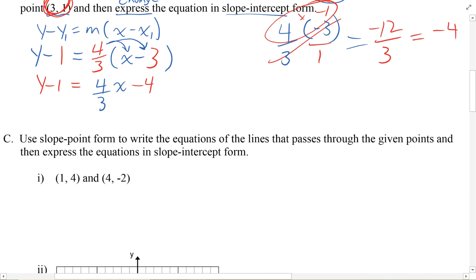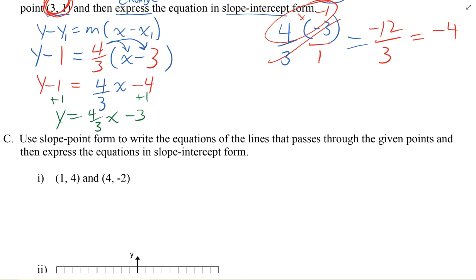Good. What's the last thing we have to move? How do we move -1? Good. +1, +1. So we get y equals 4/3 x does not change, but we just add our 1 to our constant, becomes -3. And so now you can go and graph that easily, can't you?